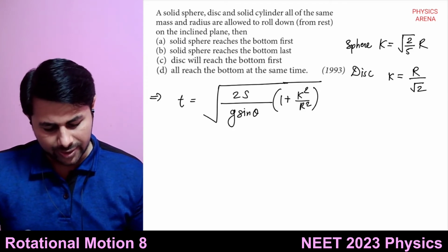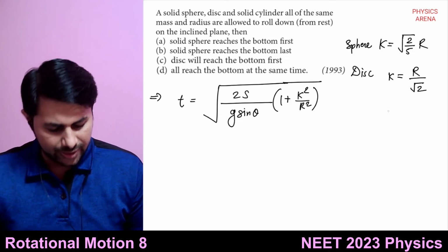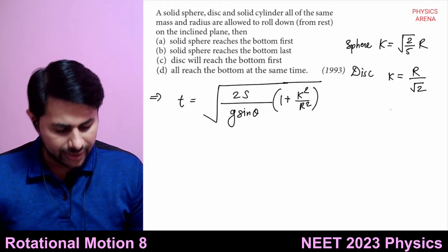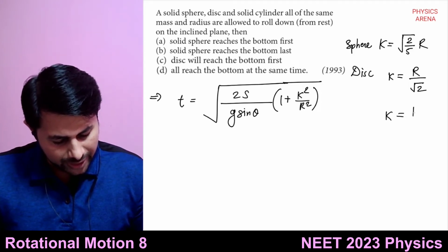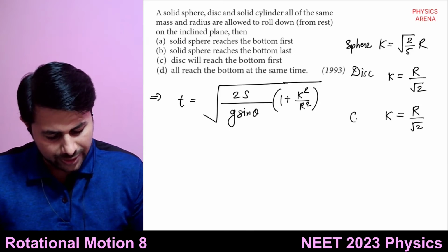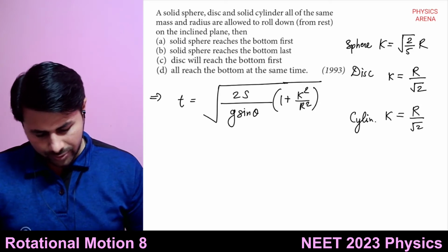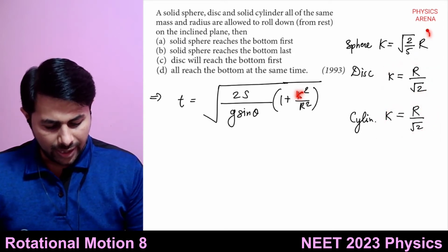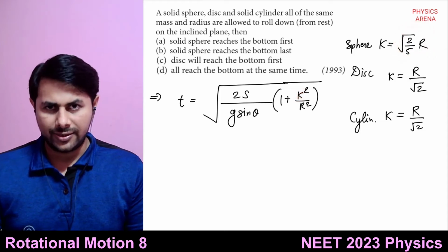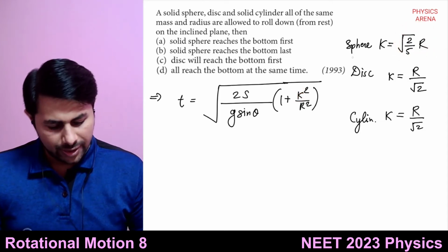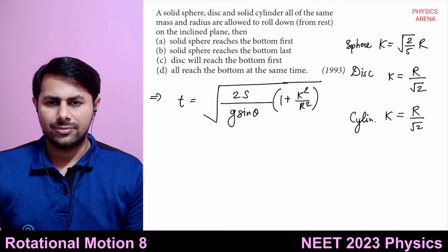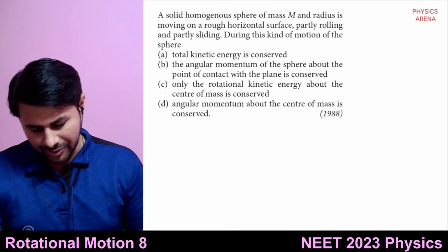And for the solid cylinder, the moment of inertia is mr square by 2. So radius of gyration is r upon root 2 for the cylinder also. So for the disk and the cylinder k is the same, and for the sphere it is less. That means the sphere will take less time compared to the disk and cylinder, right?